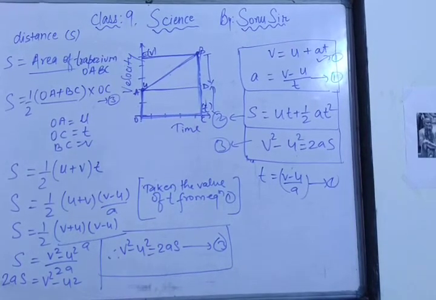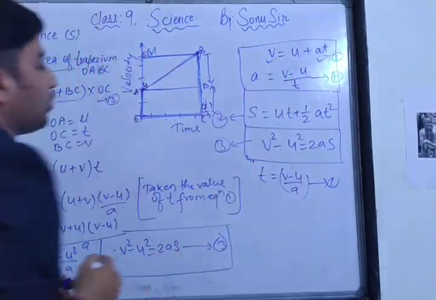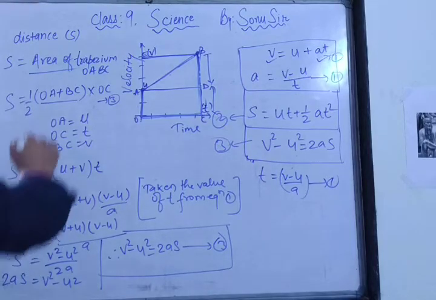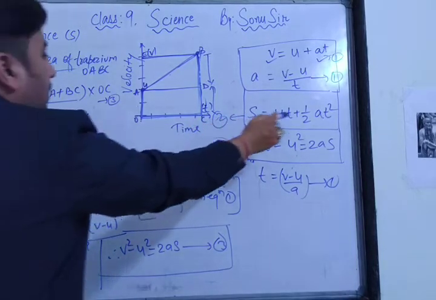And what was the relation? First was the equation for velocity time relation. Velocity time relation: v is equal to u plus at. And then the second was the equation for, can you tell me? Equation for position time relation: s is equal to ut plus half at square.